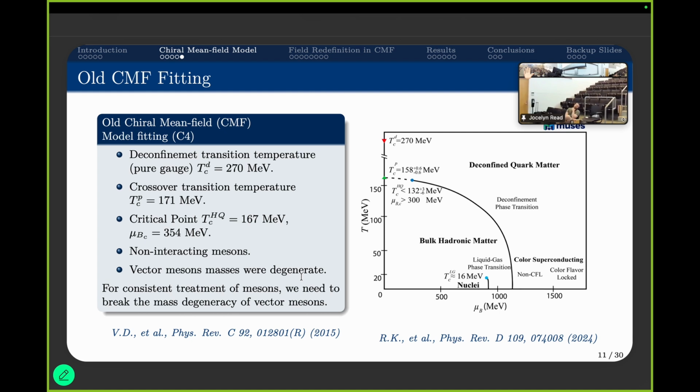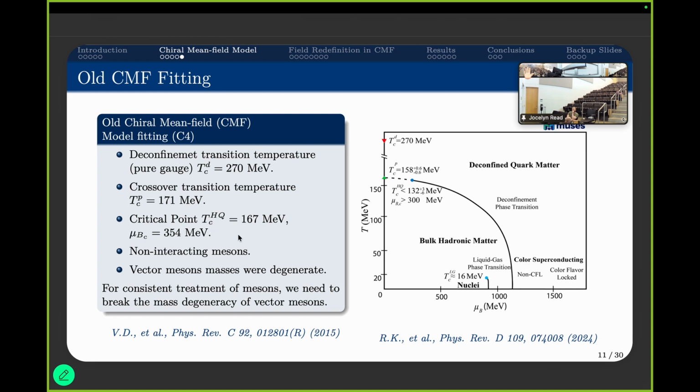Basically, in this paper we refitted our model to the newer constraints. But if we talk about the old CMF fitting, which was done in 2015, it was fitted to the deconfinement transition temperature of pure gauge from lattice, 270 MeV. It was fitted to the crossover or pseudo-critical transition temperature of 171 MeV, and the critical point was fitted at that time at 167 MeV in temperature and 354 MeV in baryon chemical potential.